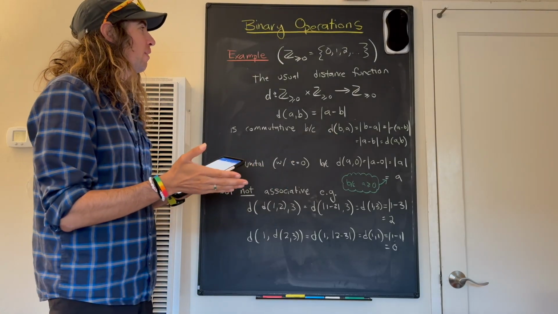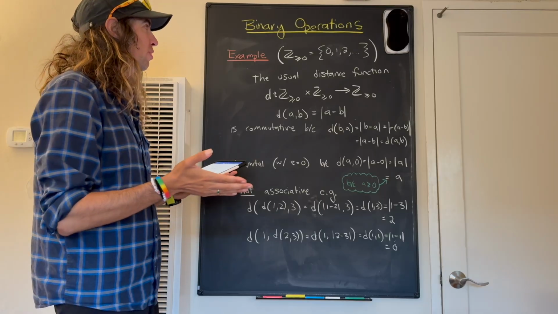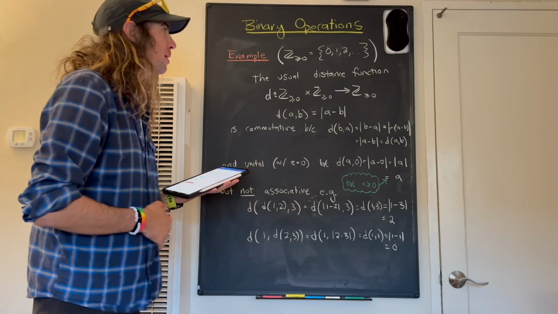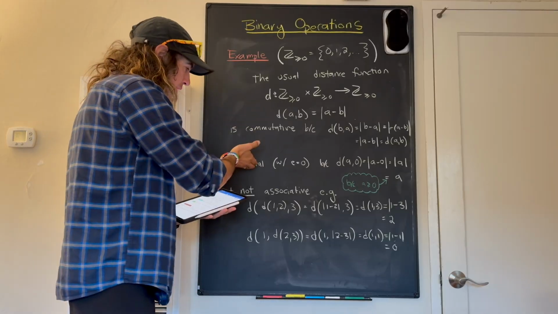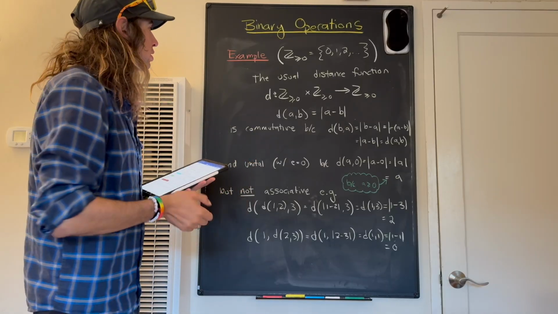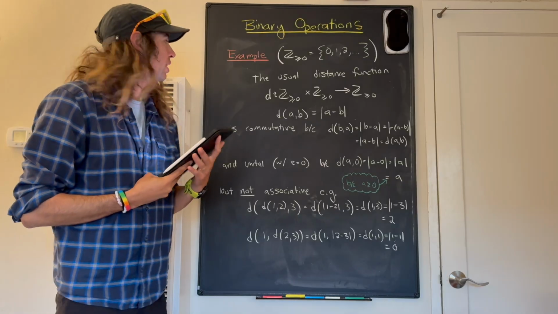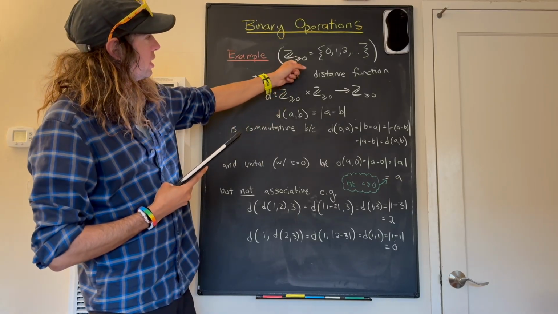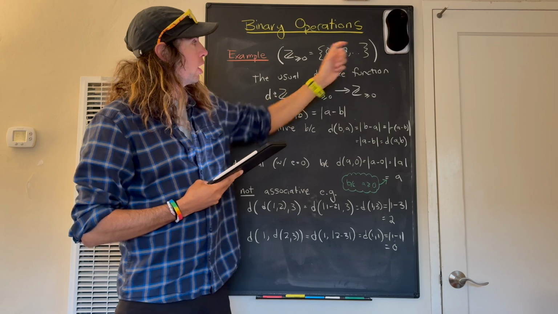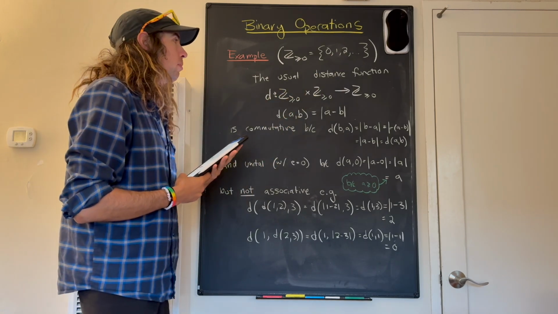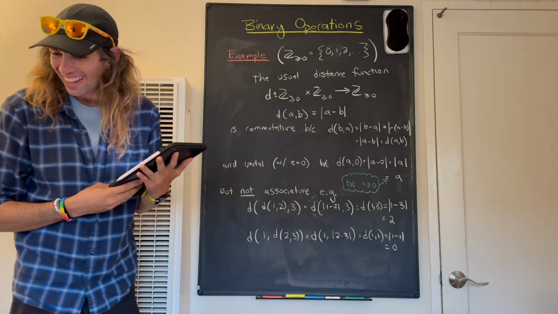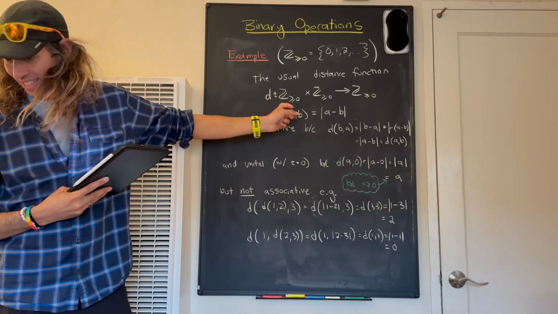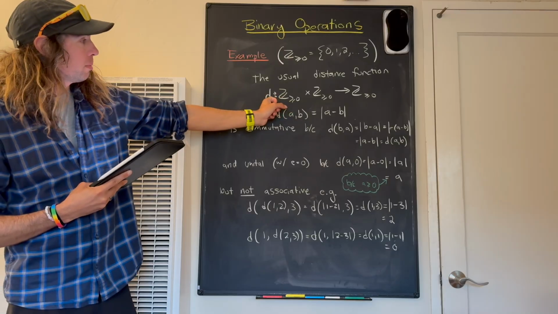Okay, so we have another example from our Venn diagram. And this is an example of a binary operation which is commutative and unital, but not associative. So let's explain what this binary operation is. Here, Z sub greater than or equal to 0, this is the set of non-negative integers. And the binary operation that we want to consider is the usual distance function. So we'll denote it by d.